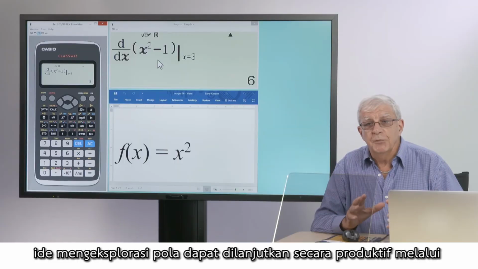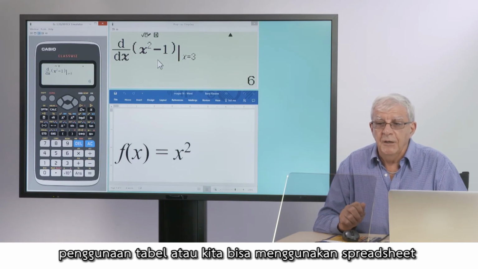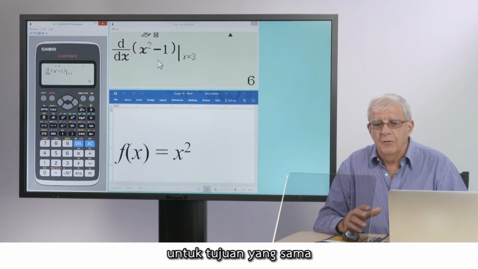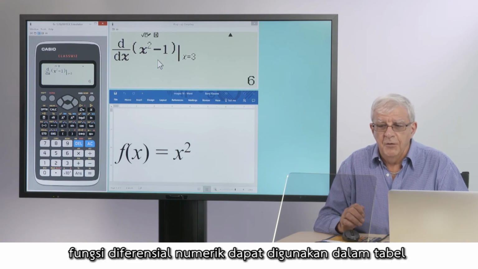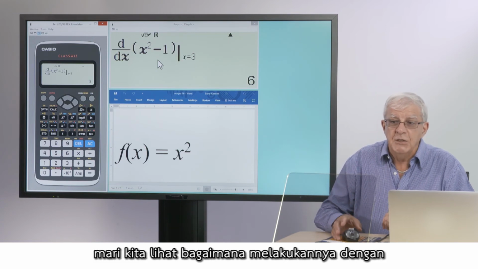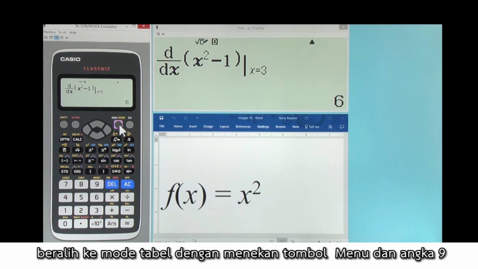The idea of exploring patterns can be productively continued through using a table, or we could use a spreadsheet for a similar purpose. The numerical derivative function can be used in a table to construct patterns. Let's see how to do that by switching to table mode with menu and number 9.